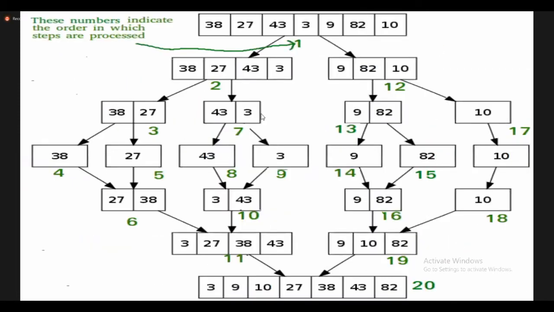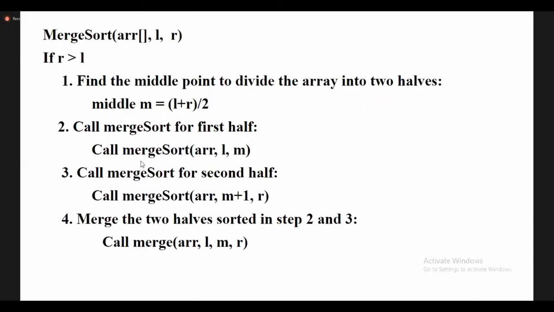Here we call the merge sort up to here. Again, divide the two parts, so the same process. Next, the second part. We call the merge sort for the second half. How do we call the second half?